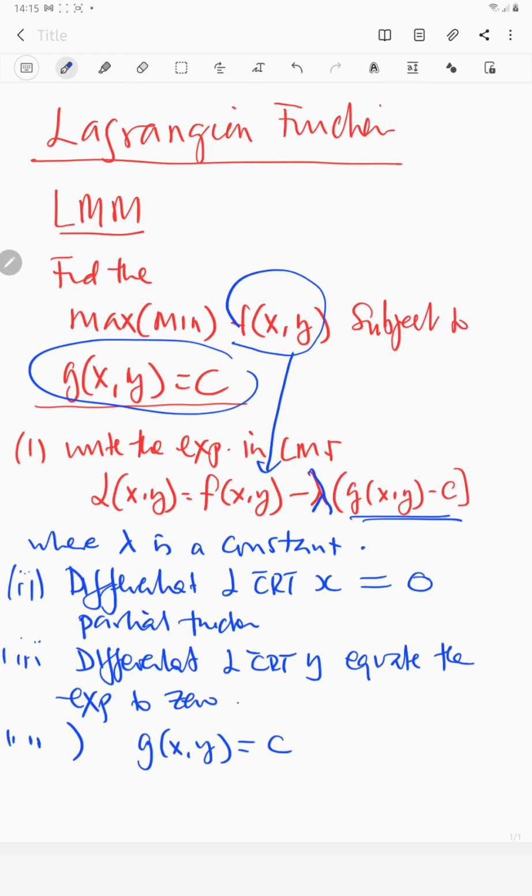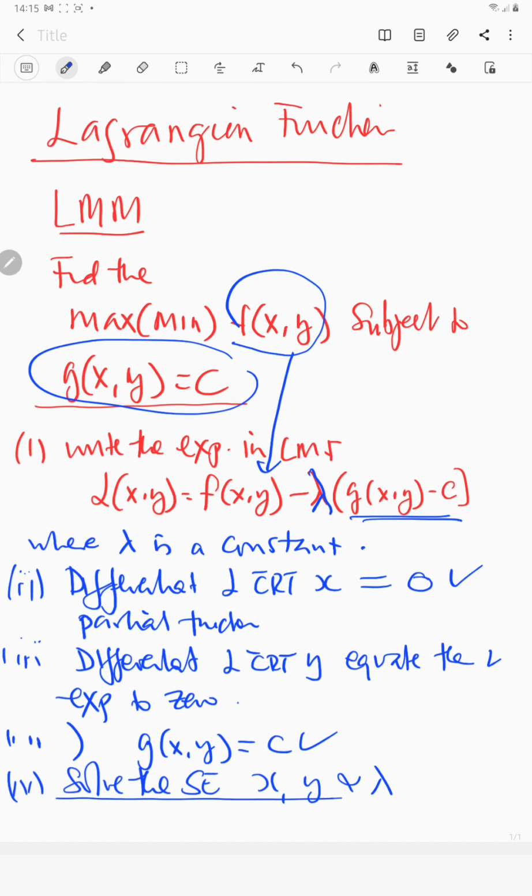In this case, you have simultaneous equations, and there are 3: this is the first one, this is the second one, and this is the third one. Then you solve the simultaneous equations for x, y, and lambda. Once you do that, you are able to solve the statement.